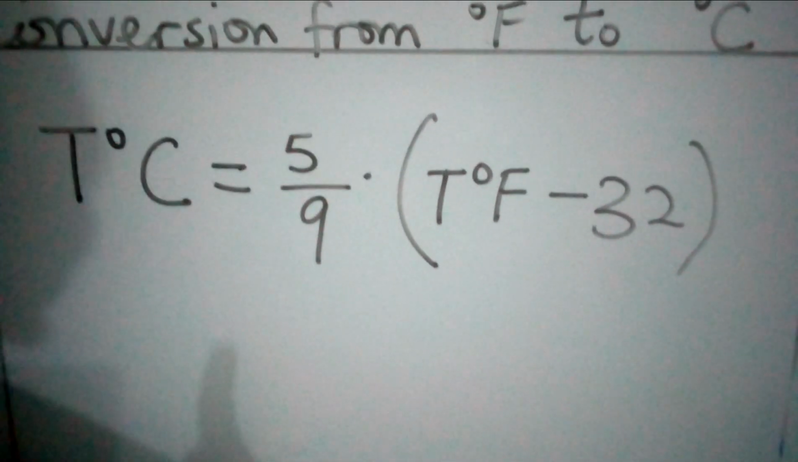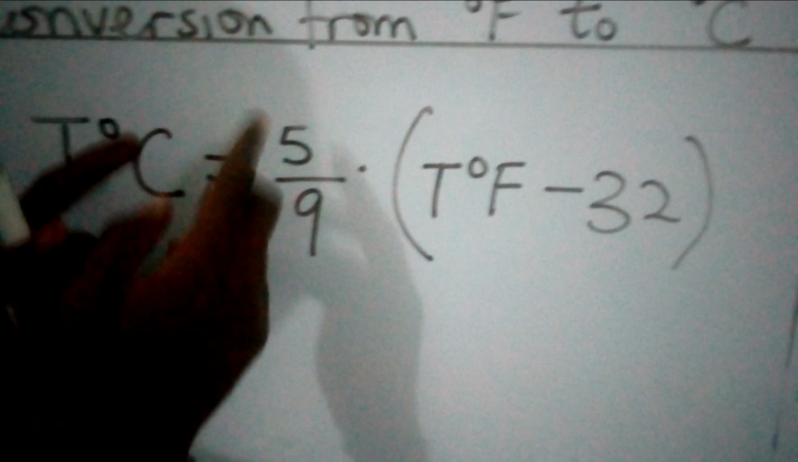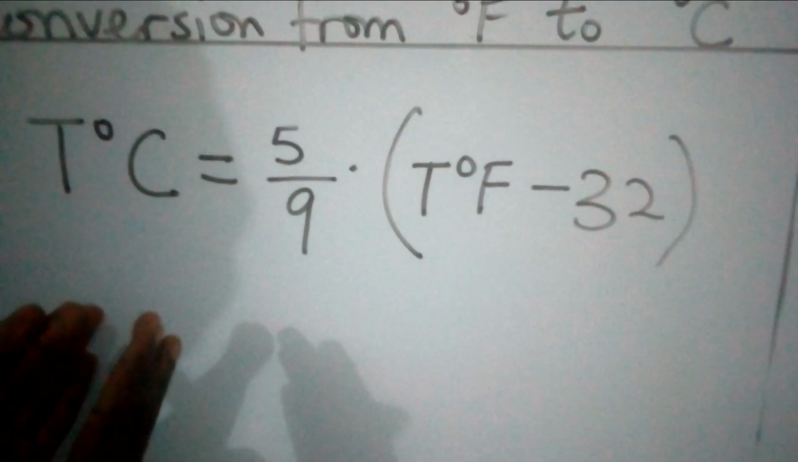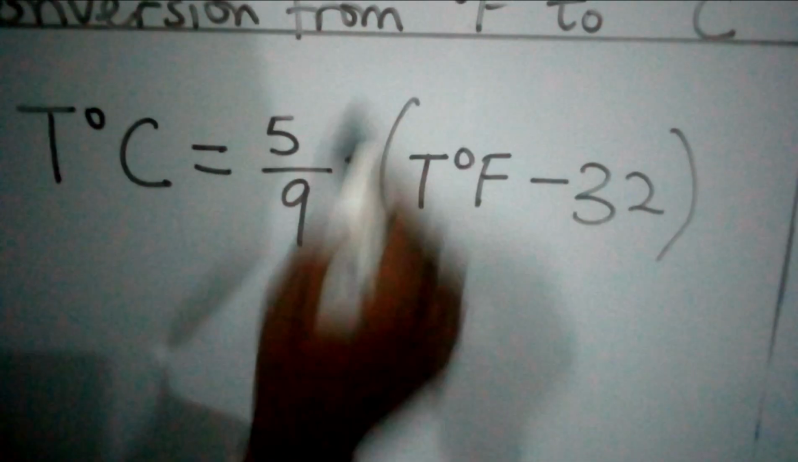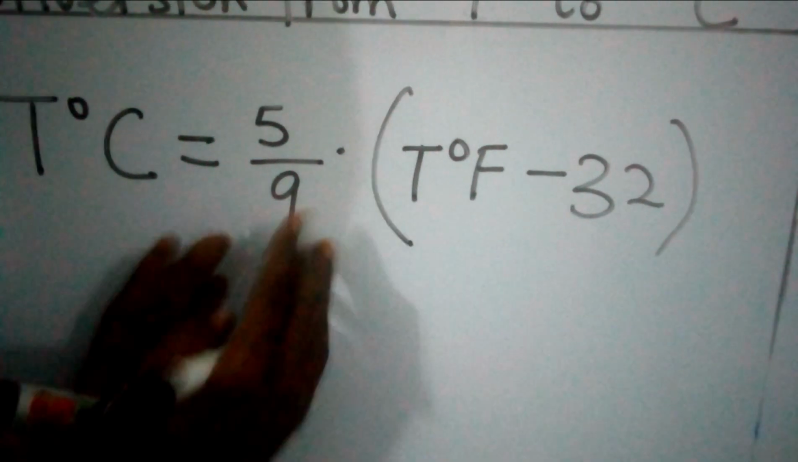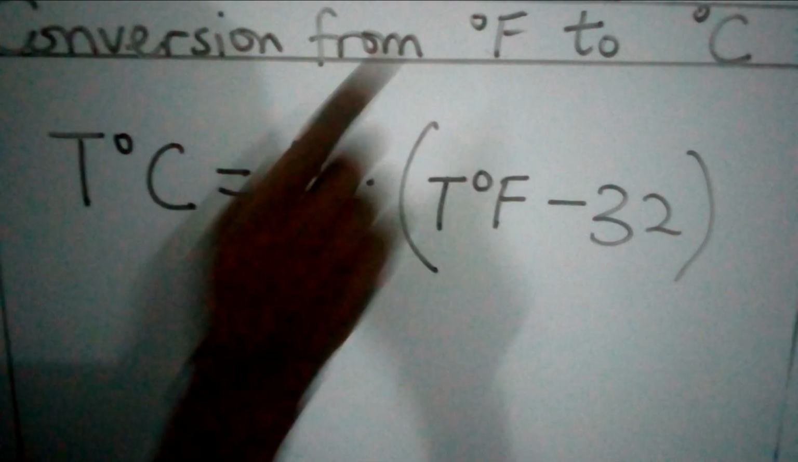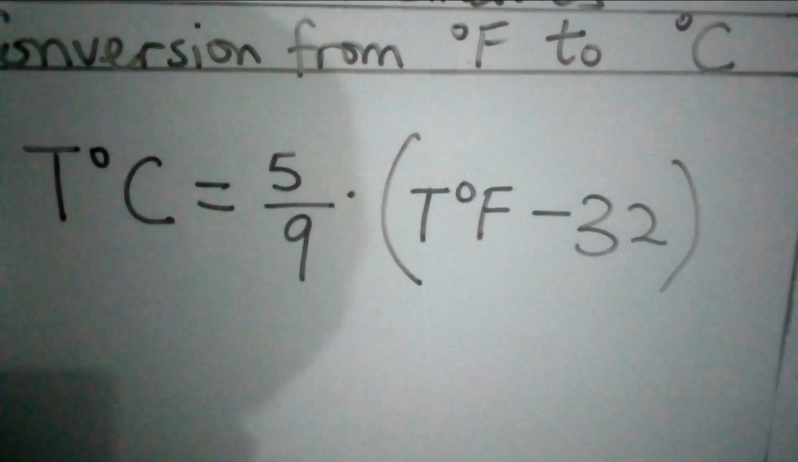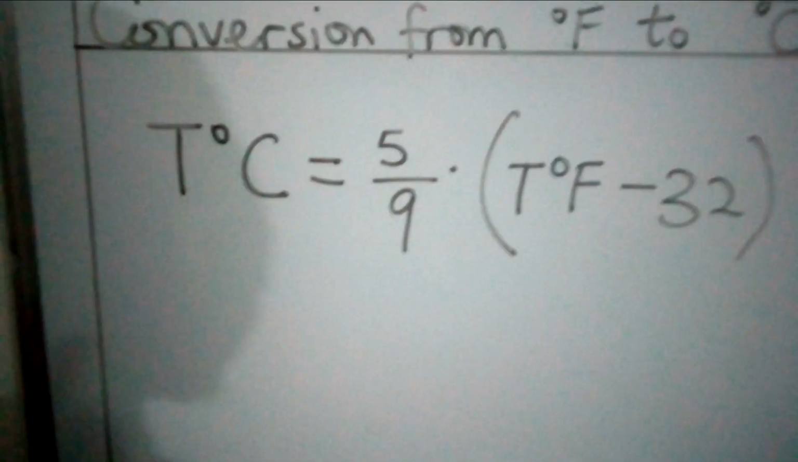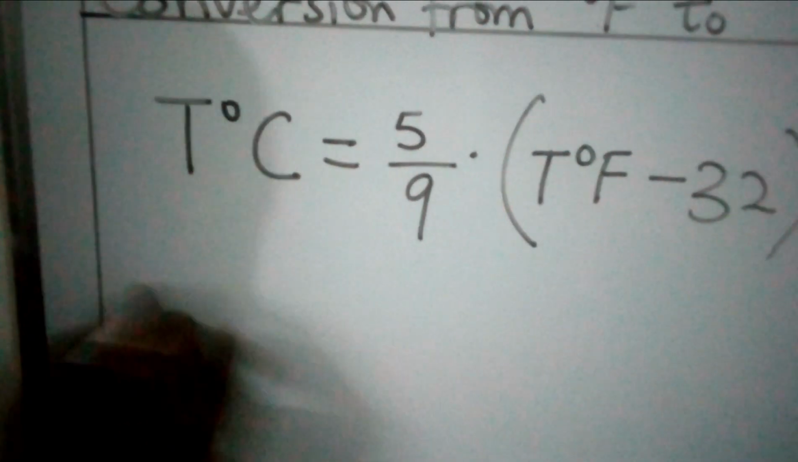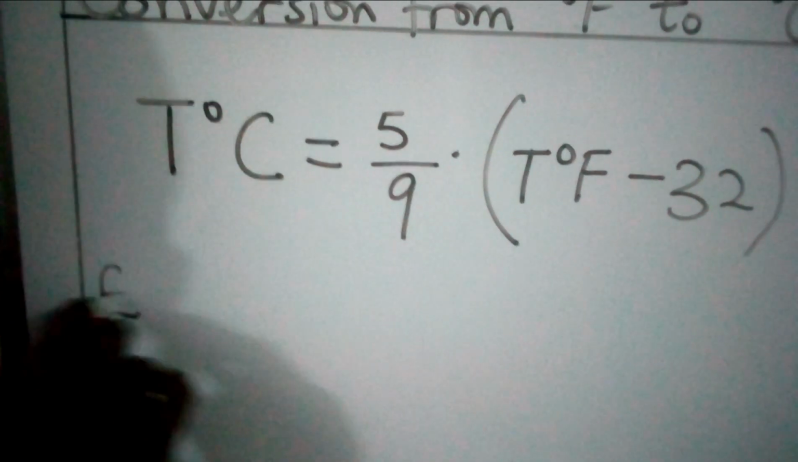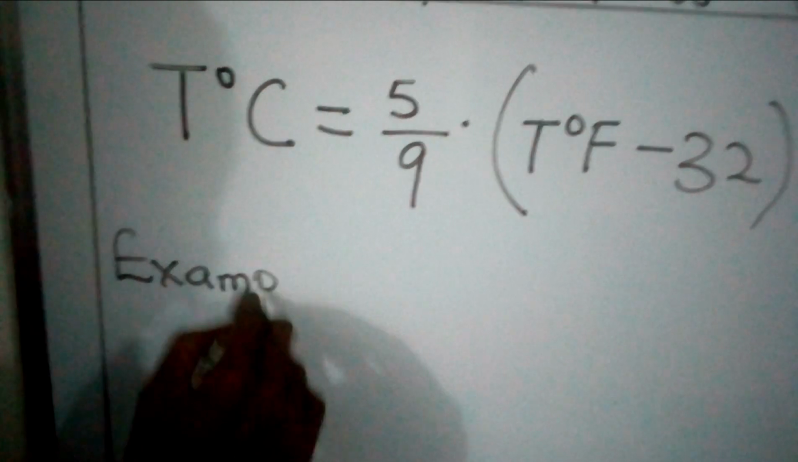Another thing I want you to note is that in the other one, we have 9 over 5 with the degrees Celsius together, but this case is different. You must put these two in brackets, subtract before you multiply. So this is the formula we use in converting from degrees Fahrenheit to degrees Celsius. Take note of that formula. Let's apply it to one or two examples, okay?